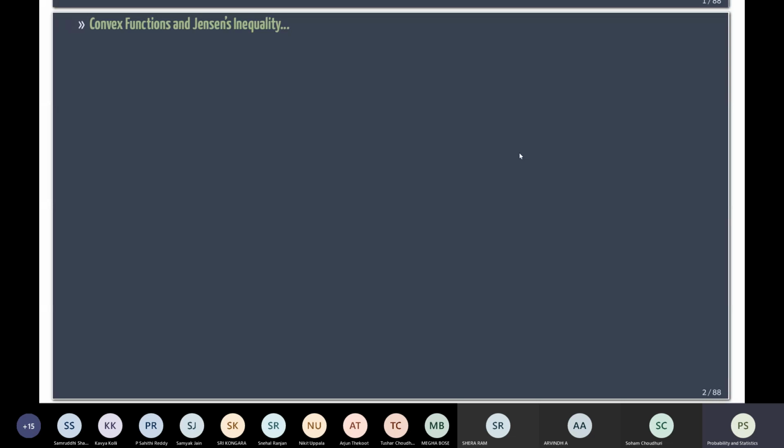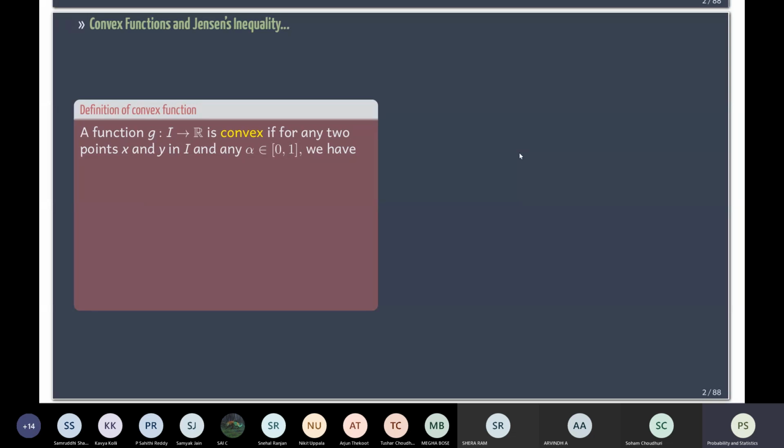So we will continue with some inequalities. Last time we saw some inequalities. We have seen union bounds, we have seen Markov inequality, and then we have seen Chebyshev inequality. And today we will talk about some more inequalities. But to do that, I need to define something called a convex function here.